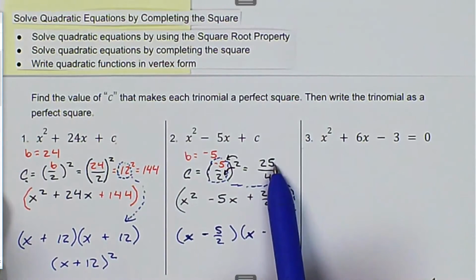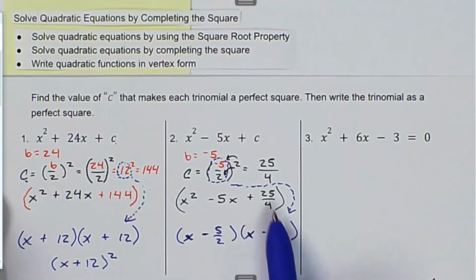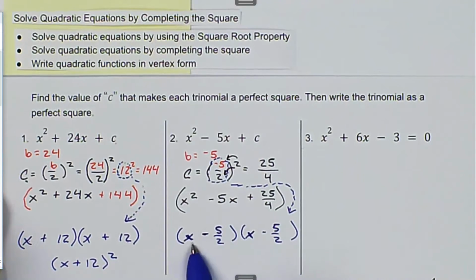5 times 5 is 25. 2 times 2 is 4. x times x is x squared. And -2.5 plus -2.5 is -5. So that checks out. And now we can rewrite this as x minus 5 over 2 quantity squared, because we have two binomials joined by multiplication, so we can write it as one binomial squared.